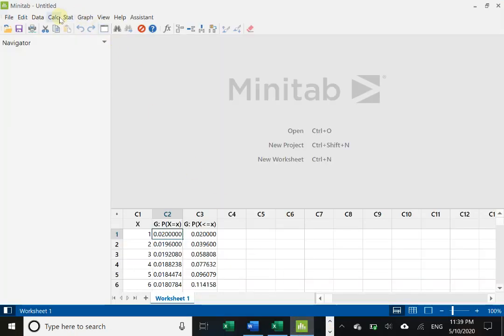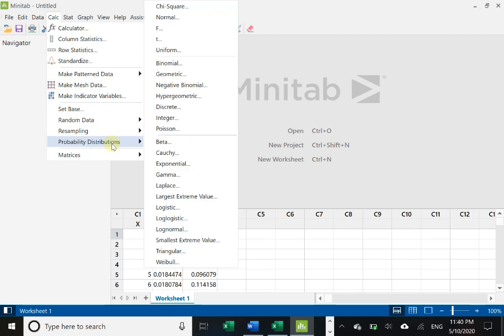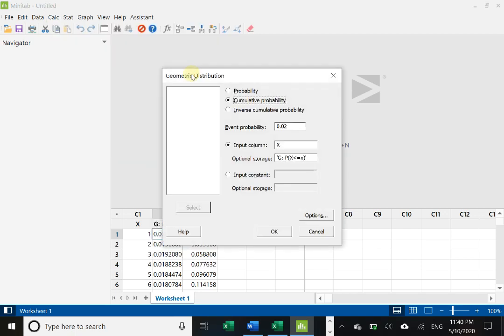So here's how you're going to do this. You're going to go to Calculate, Probability Distribution of Geometric, and we want probability. Now this time I'm going to see right in here, deselect that and select Input Constant. There. Constant is 7. Probability of success on the 7th trial. Keep probability of success at 0.2.